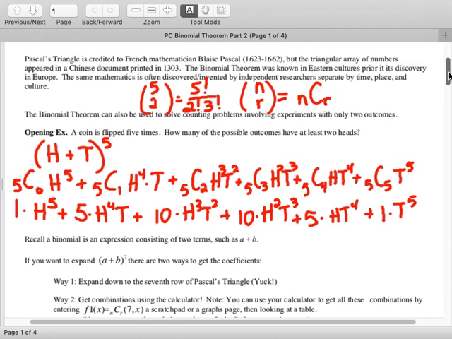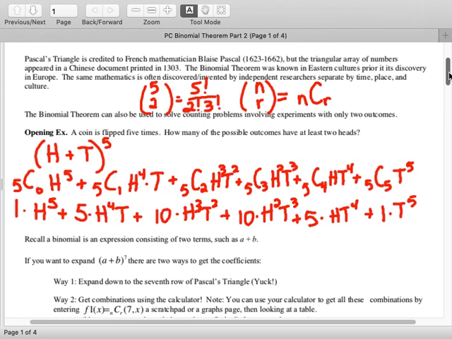Think about it. You could do tail, head, head, head, head. You could do head, tail, head, head, head. You could just move that tail in the 5 different positions, okay? There's 10 ways to get 3 heads and 2 tails. That is a 3 there. There's 10 ways to get 2 heads and 3 tails.